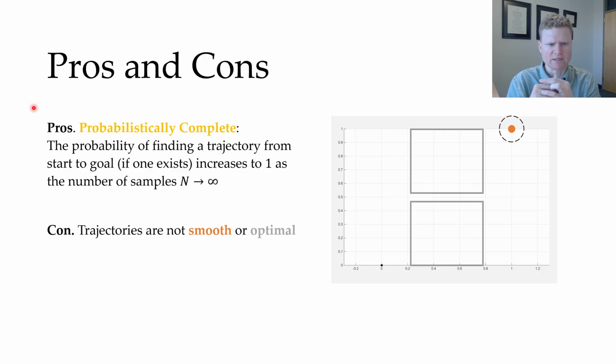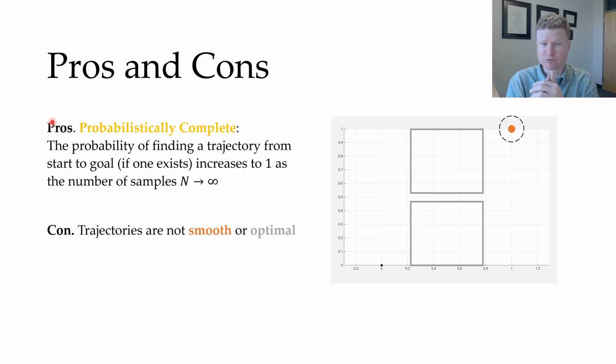I mentioned this briefly in the last lecture, but what this means is that the probability of finding a trajectory from the start to the goal increases towards 1 if there is a valid path, as the number of samples go towards infinity. So if I go through this RRT process enough, and if I keep sampling enough random points, eventually I will find a valid path if one exists. This is not the same as complete because it's probabilistic. Like I might take a lot of samples and fail to find a path even though there is a valid path. Overall, though, this is a pro as compared to trajectory optimization.